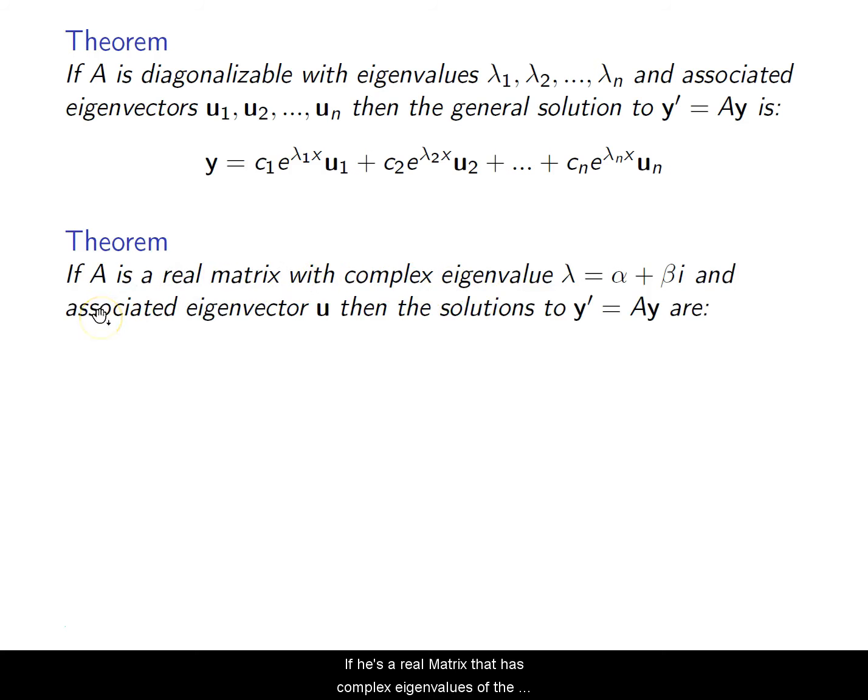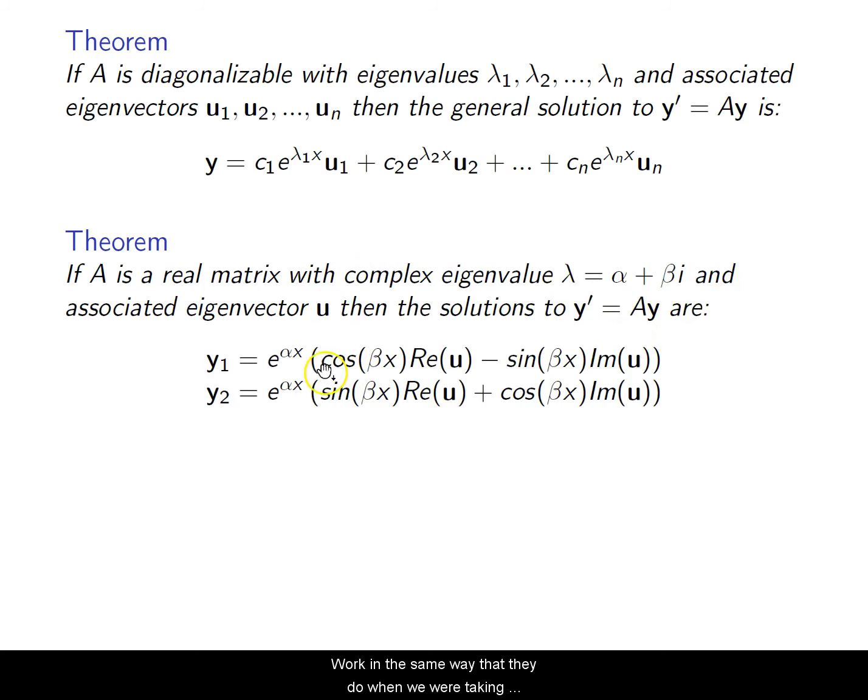Next theorem. If A is a real matrix that has complex eigenvalues of the form lambda equals alpha plus beta i, and it has an associated eigenvector, which we'll call u, then the solutions work in the same way that they did when we were taking complex eigenvalues and eigenvectors. So we're combining the last two sections together, the diagonalization and the complex eigenvalues and eigenvectors, and we're putting them together to form our solution.